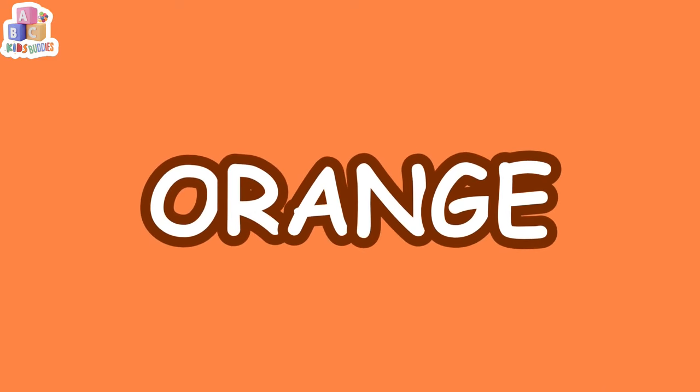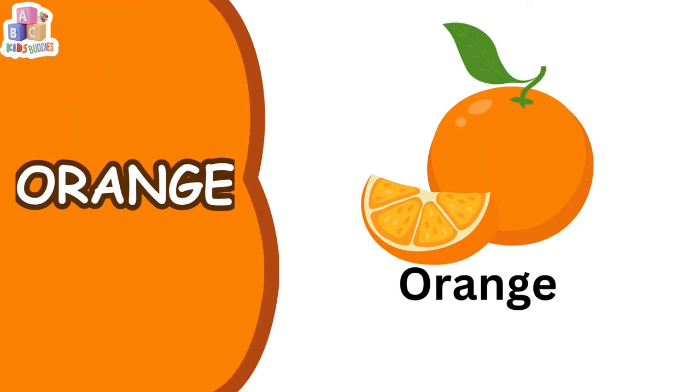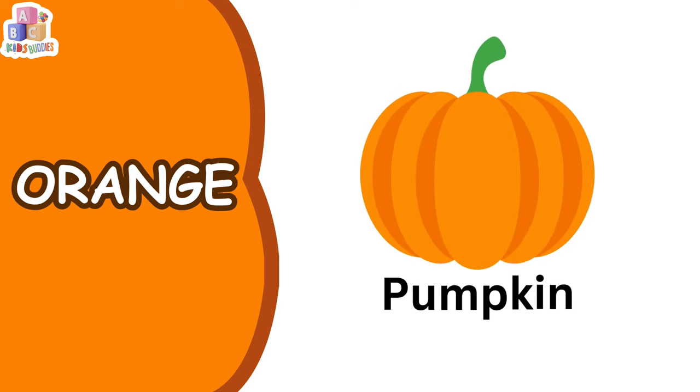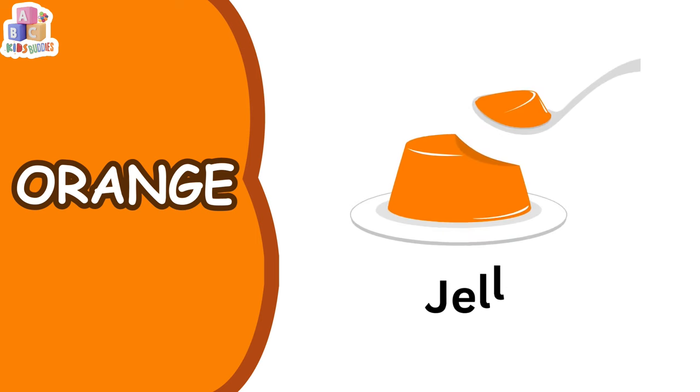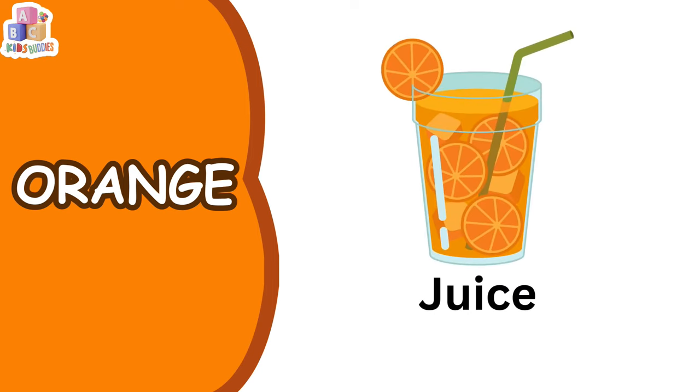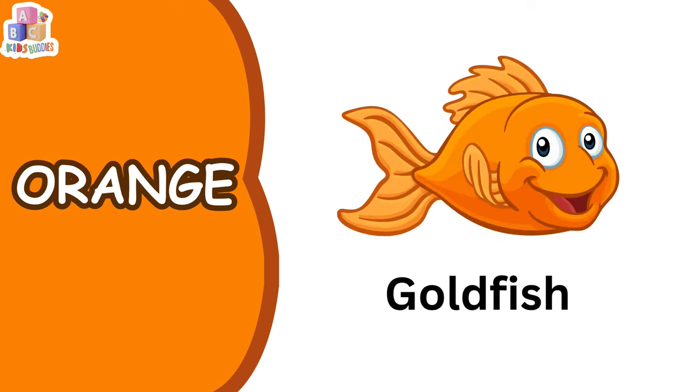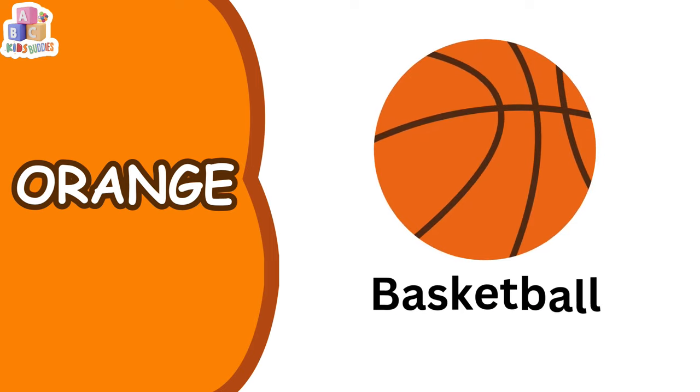Orange. Orange is orange. Pumpkin is orange. Jelly is orange. Juice is orange. Goldfish is orange. Basketball is orange.